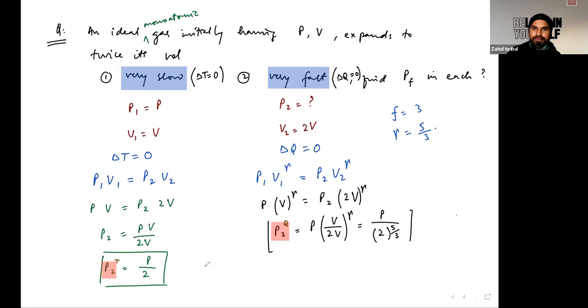Also, from this calculation, you can say 2 to the power 5 by 3 will be more as compared to 2 to the power 1. Hence, this pressure will be more as compared to this one. Pressure for isothermal part will be greater as compared to adiabatic part.